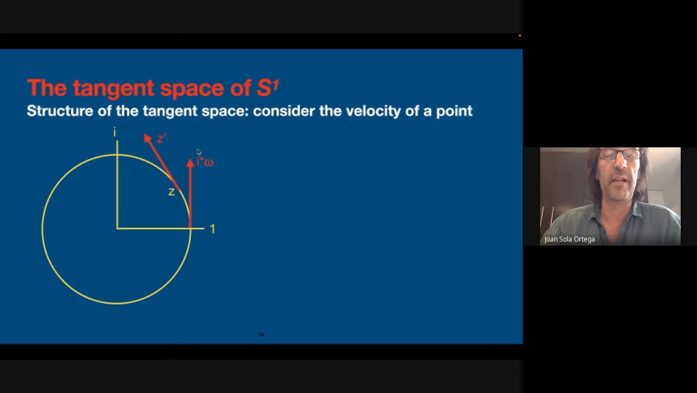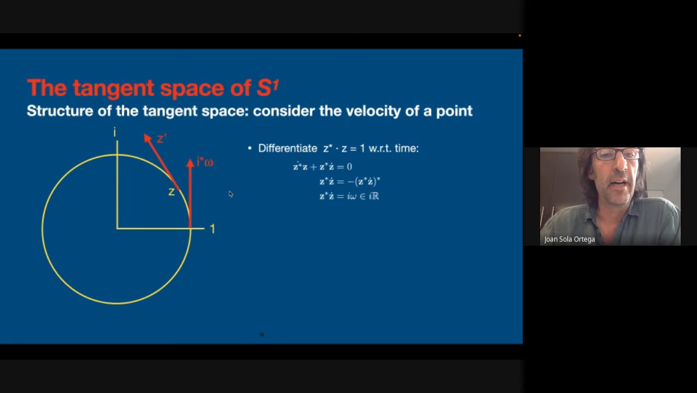And if the tangent space is at the identity, this tangent line is vertical. And so the elements of this tangent at the identity are pure imaginary numbers. This vector has no real component. It has only imaginary components. This vector has real and imaginary components. So let's see how we can relate z dot and i omega in some equation, because these three guys must be related somehow.